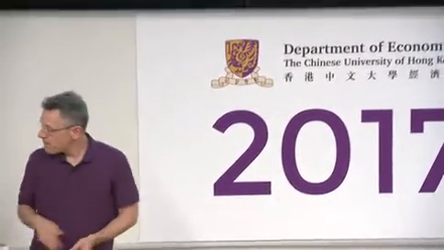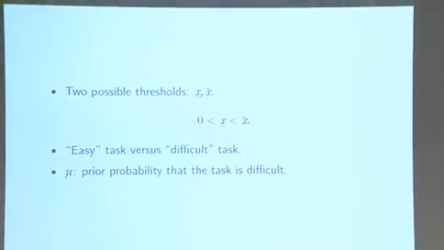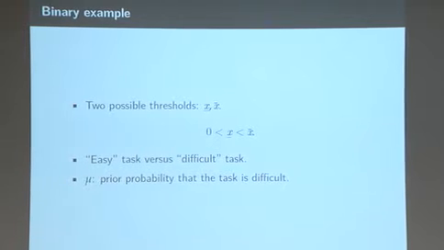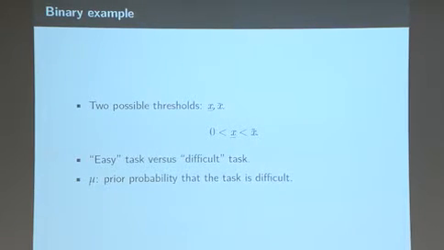So I'm going to start by talking about a binary example. And I'm going to use this example to springboard into talking about the new stuff. So in this binary example, the threshold has only two possible values. So there's an easy task, x lower bar, and a difficult task. And the agent starts with a prior belief mu that the task is difficult.